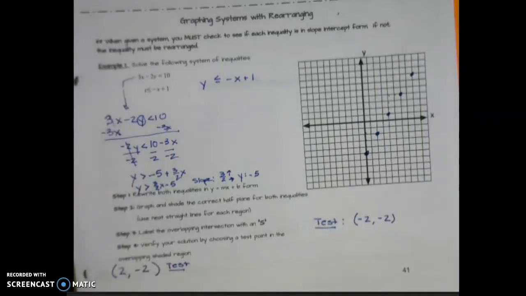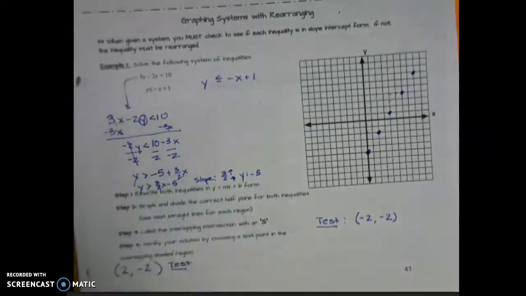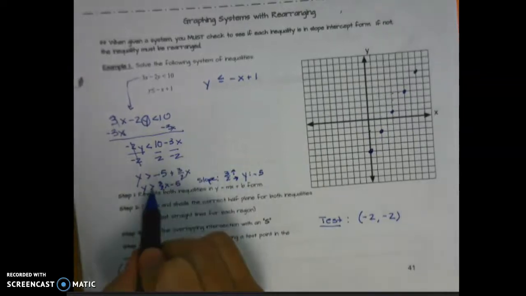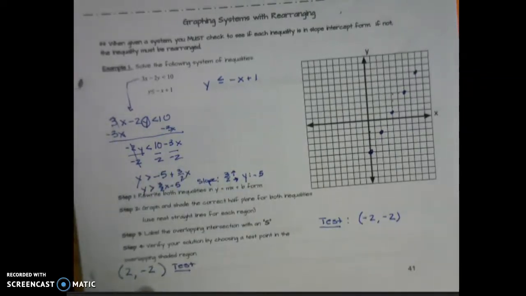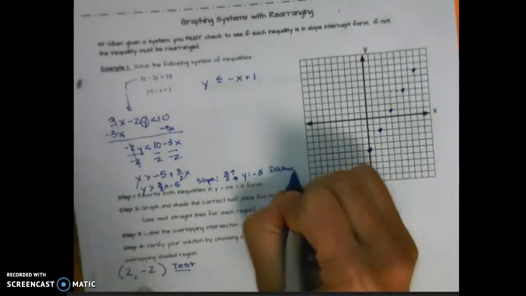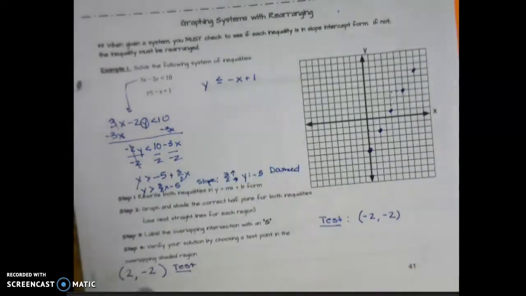Okay. Now take a look at your inequality symbol, and that's going to tell you a solid or a dashed line, and then which way to shade. So if there's no equal sign, should I use a solid or a dashed line? I hope you said dashed. And then because it's a greater than sign, will I shade above or below the line? Above.